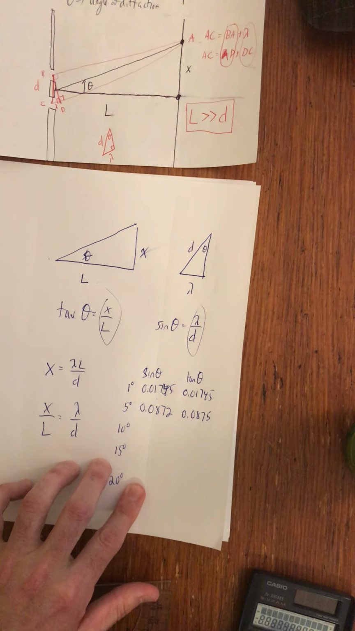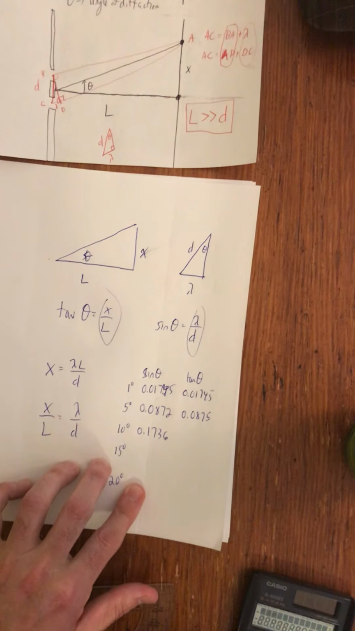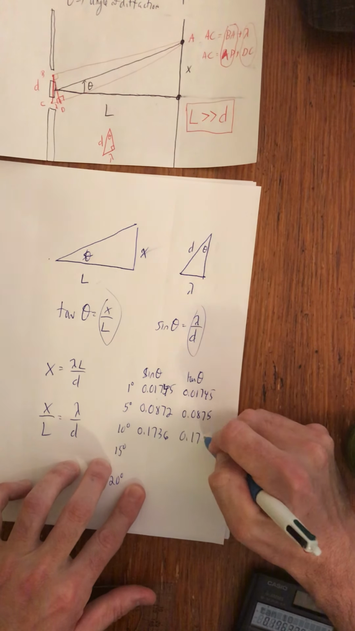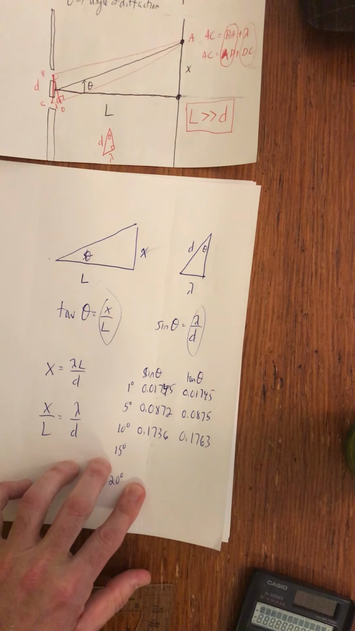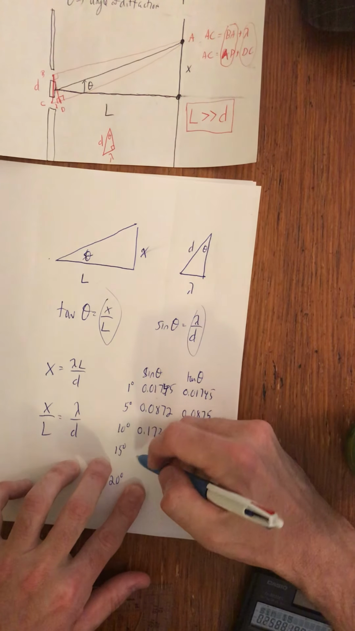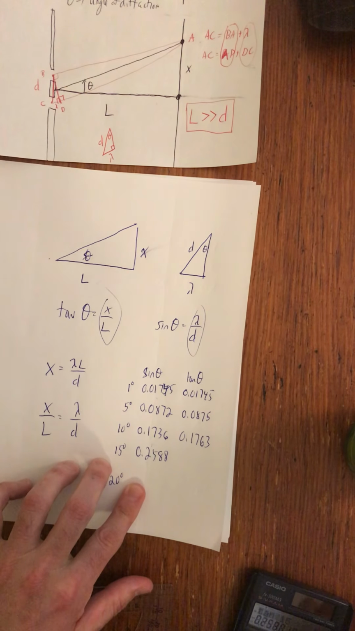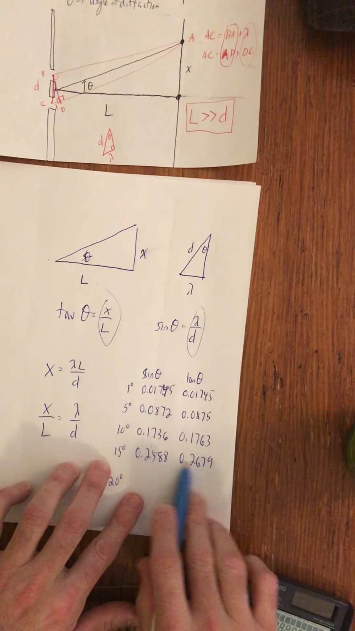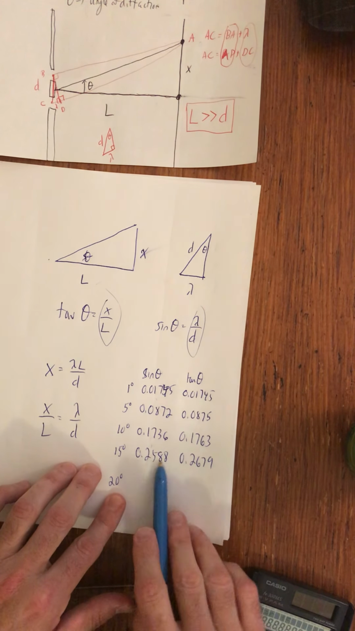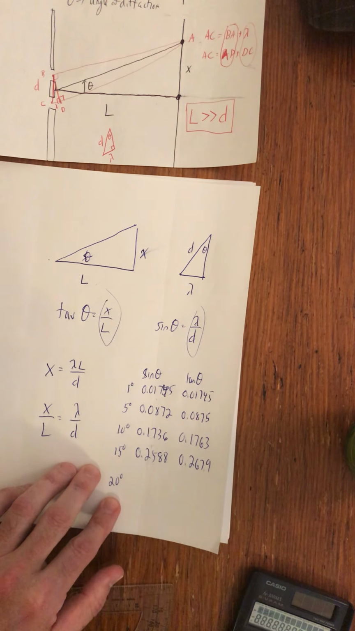Sine of 10 degrees, 0.1736. Tangent of 10, 0.1763. Oh, so this is off at the thousandths place by a little bit. Sine of 15, 0.2588. Tangent of 15, 0.2679. Oh, so this is off at the 10th place now, but actually slightly less than the 10th place, right? Meaning that these are still within 1% of each other.